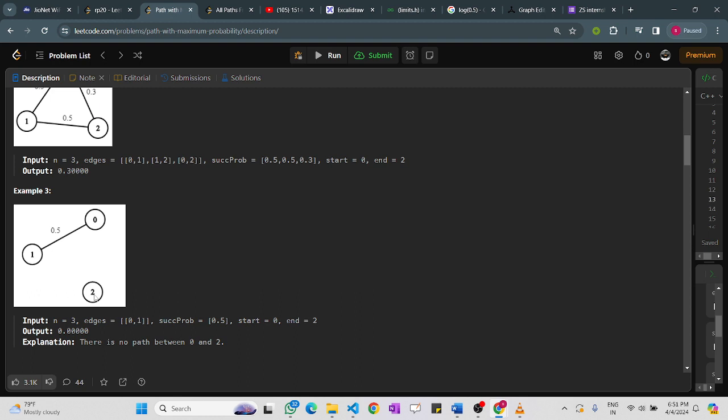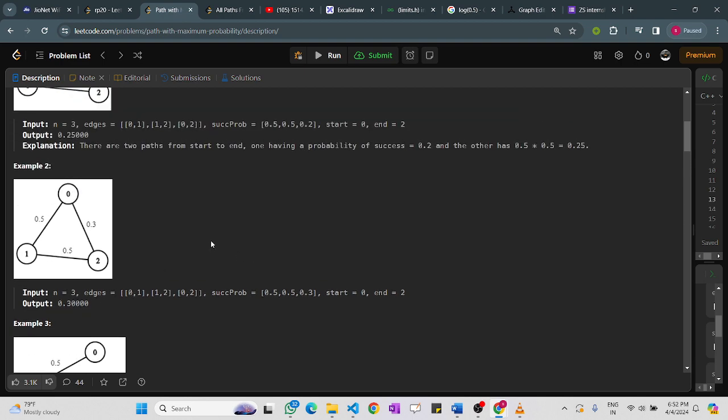If components are given and your starting node is in one component and your ending node is in another component, then you are not able to reach from source to destination. You are always going to get 0 as the probability. So basically, this is the problem, and you have to solve it.